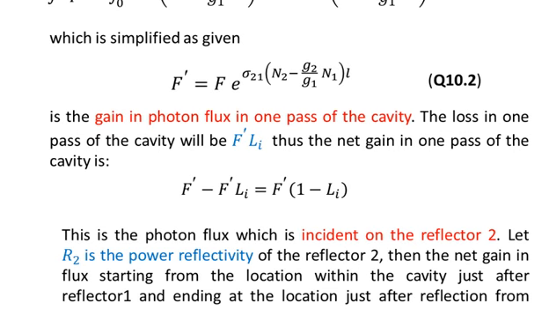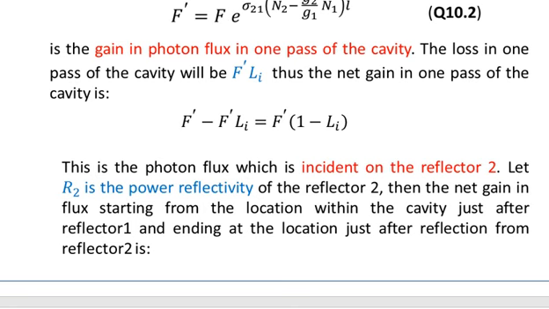Thus the net gain in one pass of the cavity is F prime minus F prime Li. So we have subtracted the loss from the gain. The left hand side will give you the net gain, that is F prime minus F prime into Li is the net gain, which we have written on the right hand side by taking F prime as common. So that is equal to F prime into 1 minus Li.